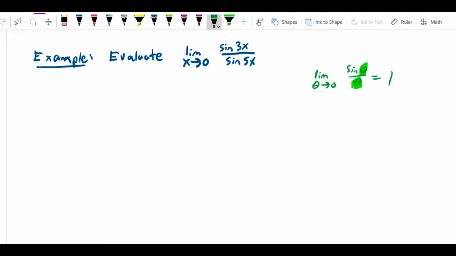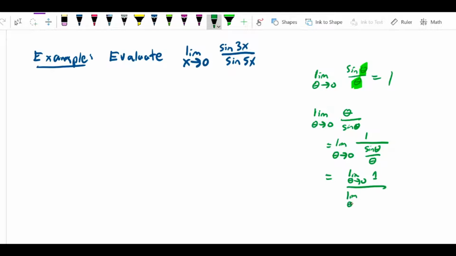I just want to point one thing out before we start this. The limit as theta approaches 0 of theta over sine theta is equal to the limit as theta approaches 0 of 1 over sine theta over theta. So I'm just playing around with reciprocals here. And then by the limit laws, that is equal to the limit as theta approaches 0 of the constant 1 over the limit as theta approaches 0 of sine theta over theta. So that, by substitution, equals 1 over 1, or 1.